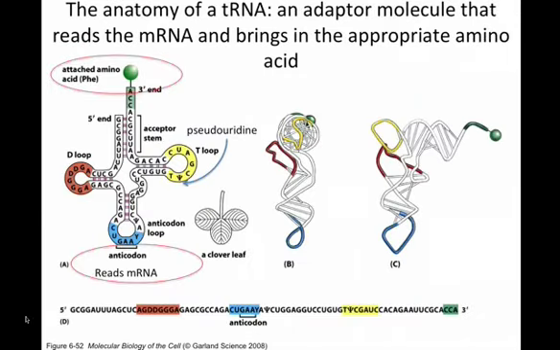Okay, so this is tRNA. Here's the anatomy of the tRNA. This is the adapter molecule that's going to read the mRNA and bring in the correct amino acid. It's got the anticodon, and that's reading the mRNA. So that GAA is going to base pair with what? CUU. And up here, here's your acceptor stem, and then at the 3' end of your RNA, you're going to get your amino acid attached there.